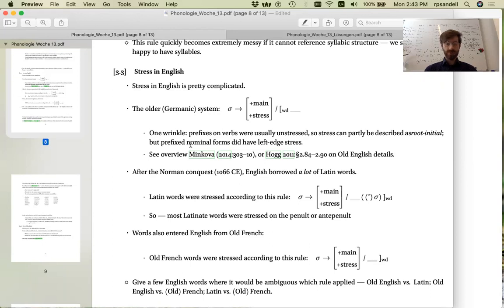And you can see Donkova's treatment of the phonological history of English or Hogg's grammar of Old English for some details on the stress system in Old English.